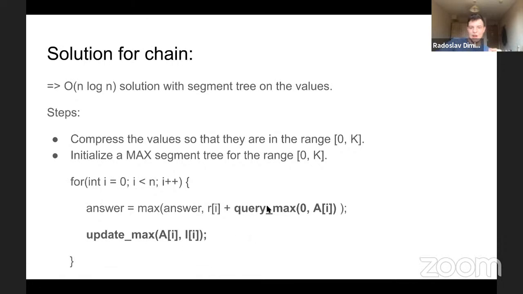And then in the query for the next positions, we are only going to consider elements such that their a_i is smaller, because in the segment tree, again, it's on the values. So this way, the range from 0 to a_i will just represent previous positions that are less than or equal to the current one. That's literally the solution for when we have a chain.